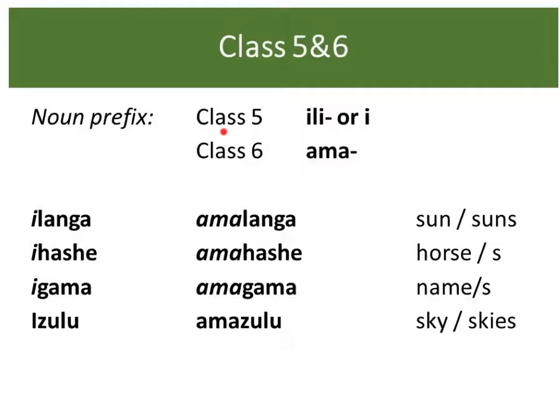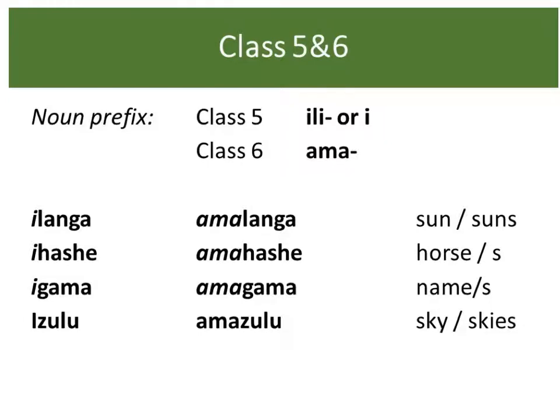So in class 5, we have those two noun prefixes. If the noun only has one syllable, then you might see the "ili." But any of the nouns that have two syllables, the "li" falls away and you just see the "e," which can make it difficult to differentiate, for example, from a class 9 noun. And then the plural of that, class 6, the noun prefix is "ama."